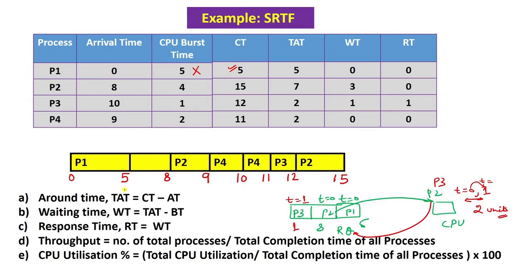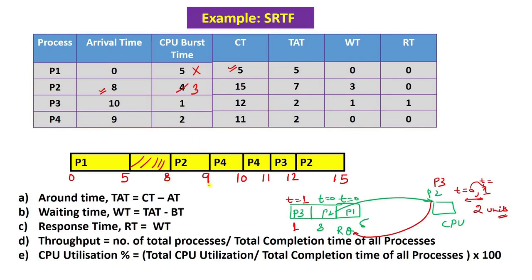Now at 5 there is no process which has arrived. The next process is P2 and it has arrived at 8. So from 5 to 8 the CPU will remain idle. Now at 8 there is only one process, P2, so P2 will run. Now you can see the next process is going to arrive at 9. So we just run P2 for 1 unit, from 8 to 9. So the remaining time left is 3.